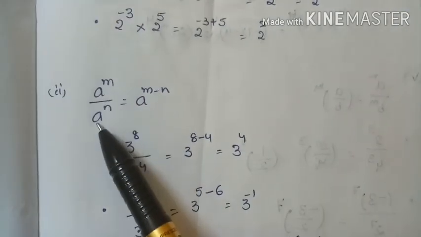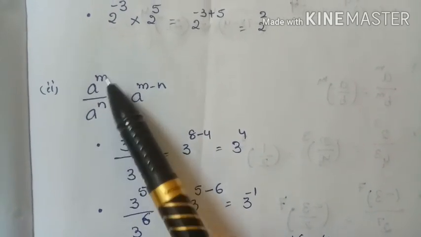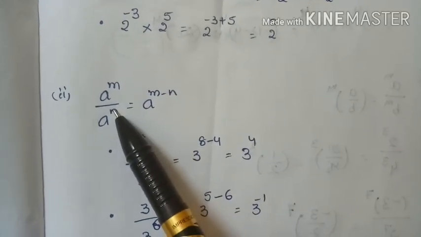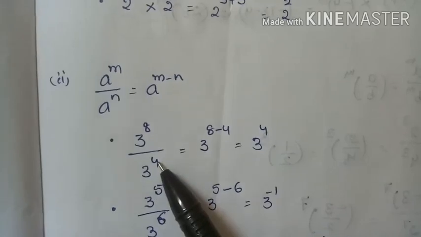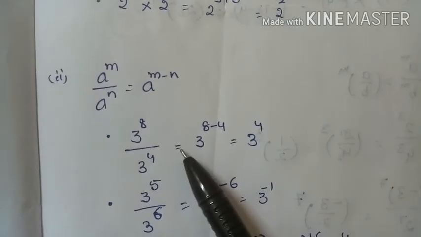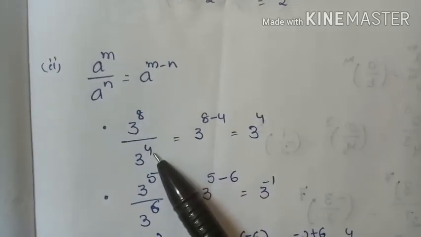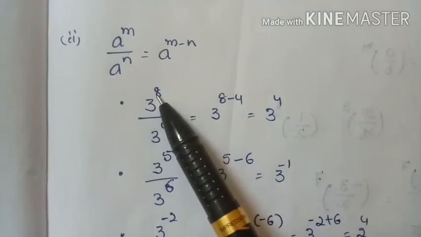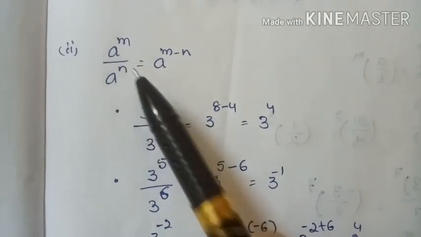A power of m by a power of n is equal to a power of m minus n. When bases are equal in division and powers are not equal, simply you should subtract the powers. That means a power of m minus n. So for example, 3 power of 8 by 3 power of 4. So that is equal to 3 power of, bases are equal, 3, 8 minus 4, that is equal to 3 power of 4. Okay. Don't subtract 4 minus 8. We have m as first one, second n.